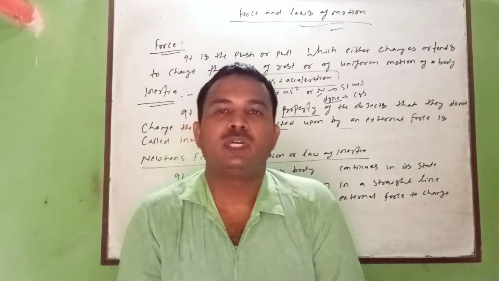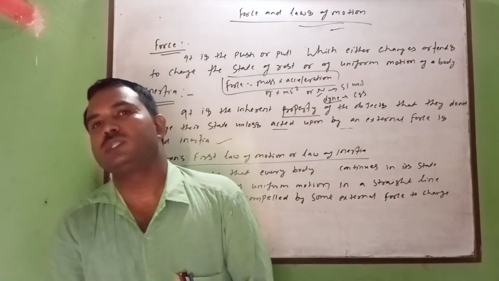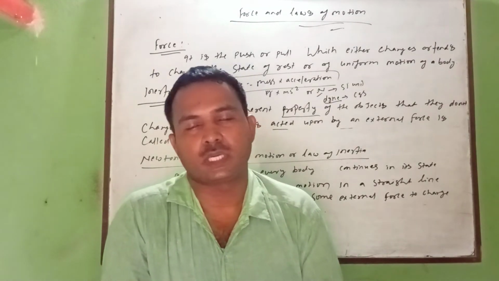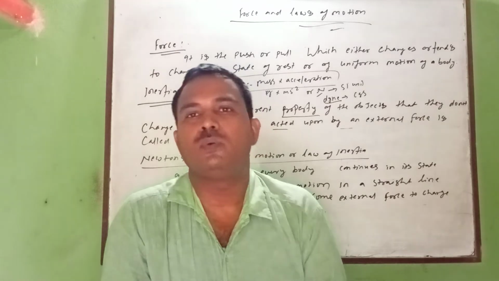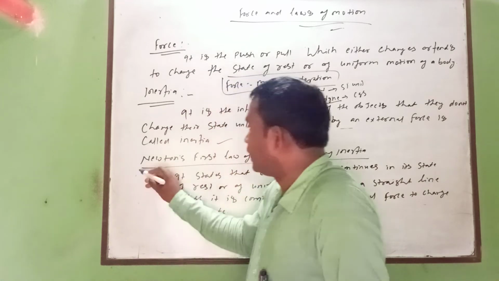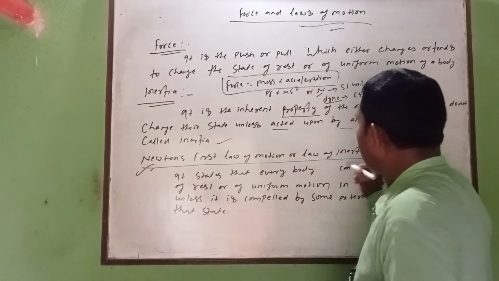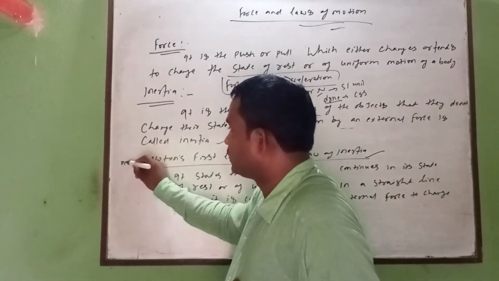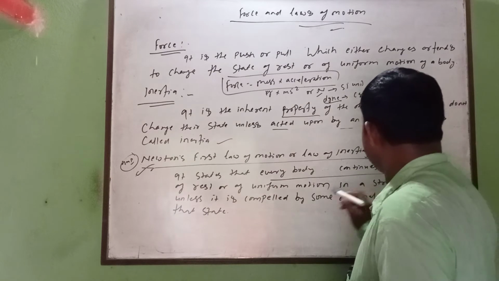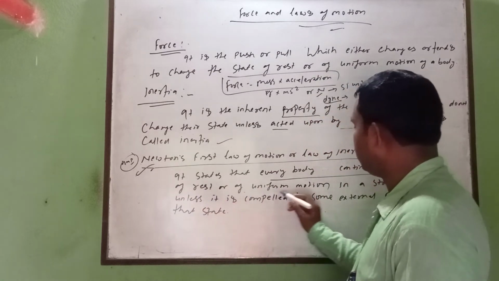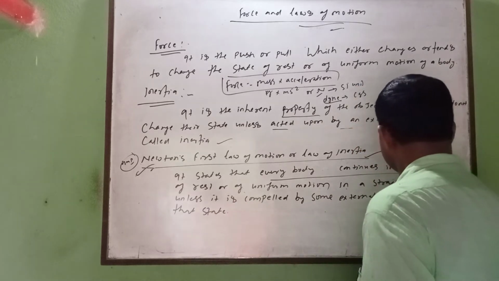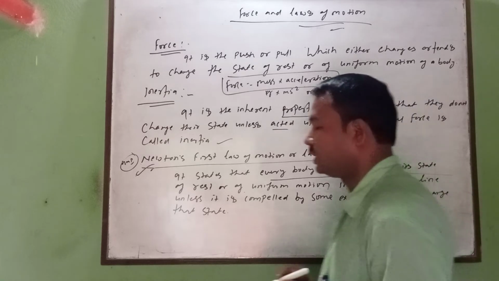Is it clear? Before this, you should know that Newton gave three laws: the first law, second law and third law. The first law is also called the law of inertia. We write here Newton's first law of motion, or law of inertia. That is very important, and we should know this one. It states that every body continues in its state of rest or of uniform motion in a straight line unless it is compelled by some external force to change that state.